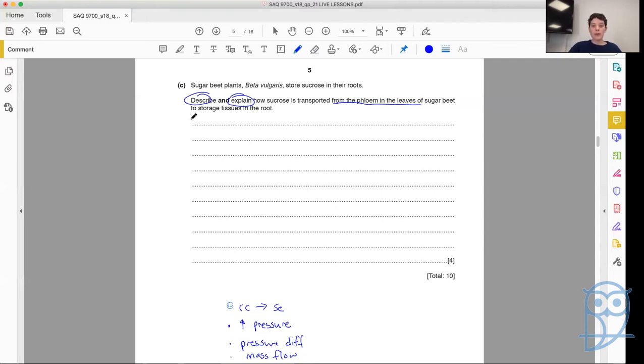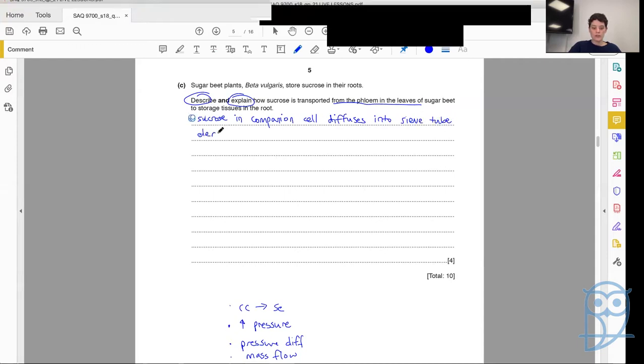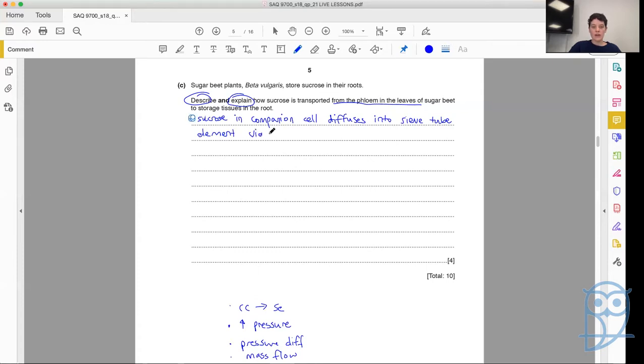Okay, so companion cell to sieve element with some proper technical terms. So sucrose in companion cell diffuses into sieve tube element via plasmodesmata. Very important, diffusion and plasmodesmata.